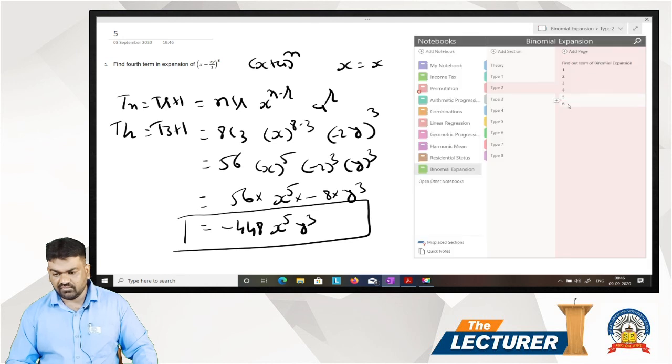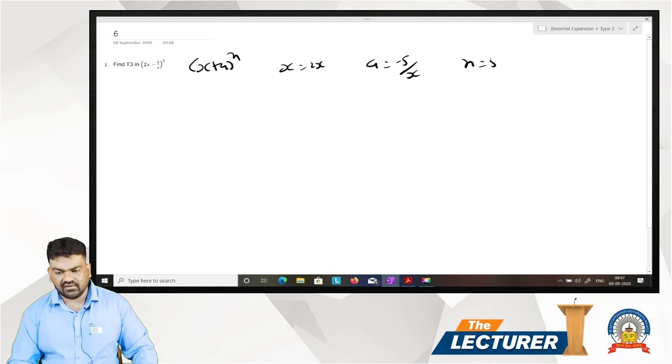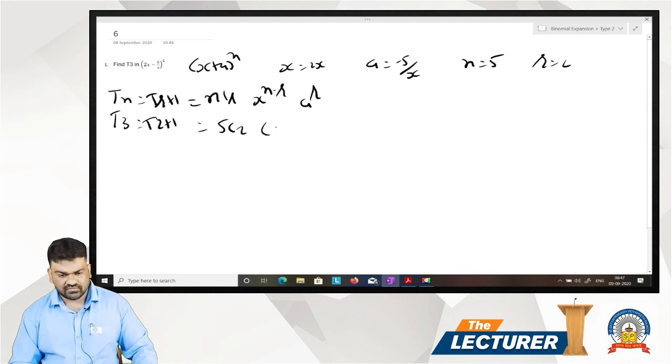Next, the last of this type: find T3 in (2x minus 5 divided by x) raised to 5. (x plus a) raised to n, x is equal to 2x, a is equal to minus 5 by x, n is equal to 5. Tr plus 1 is nCr x raised to n minus r, a raised to r. T3 is T2 plus 1, so r is equal to 2. 5C2, 2x raised to 5 minus 2, minus 5 by x raised to 2.